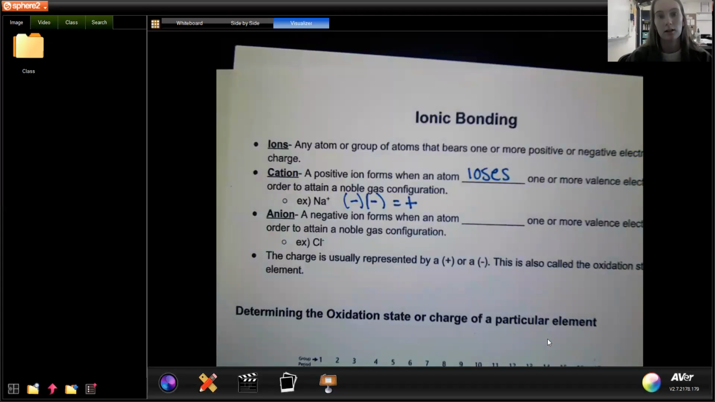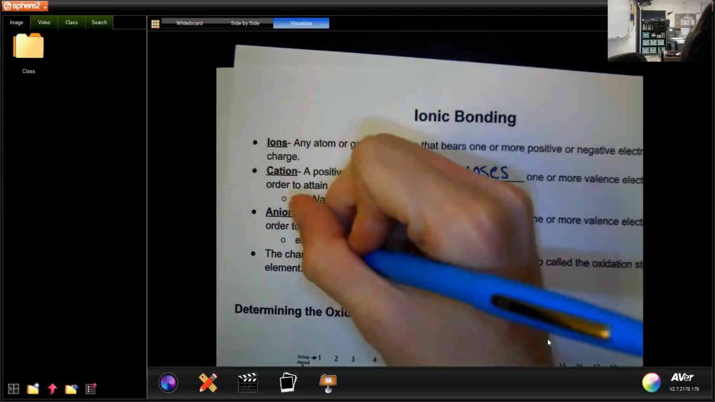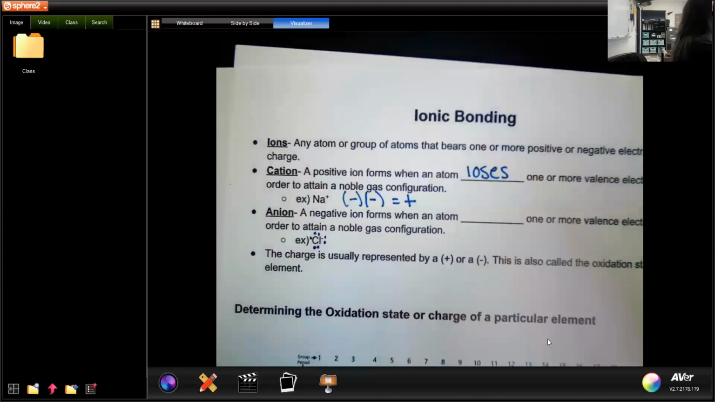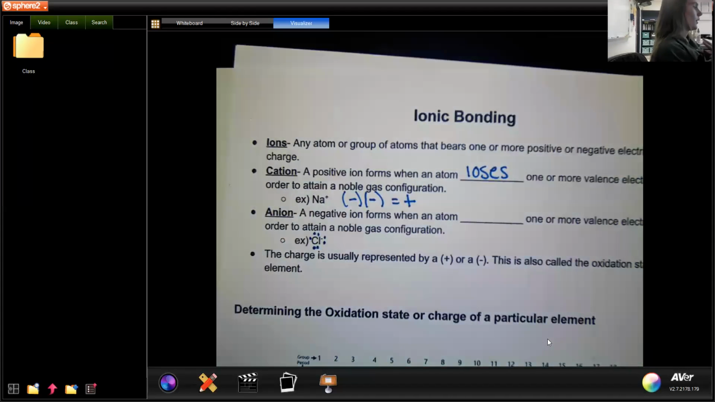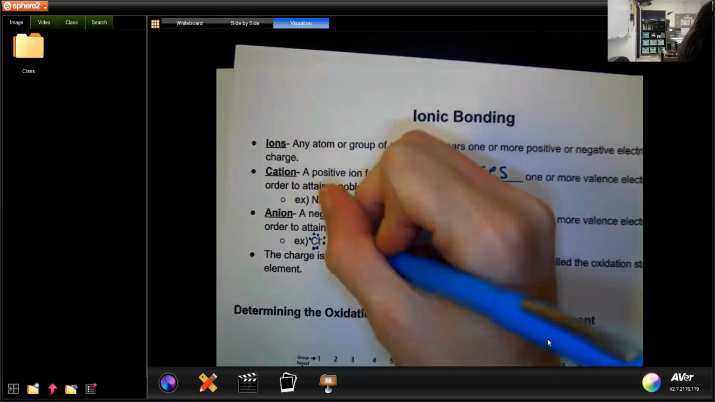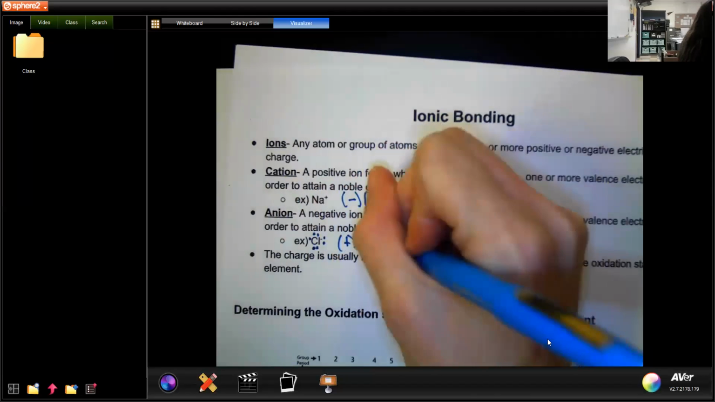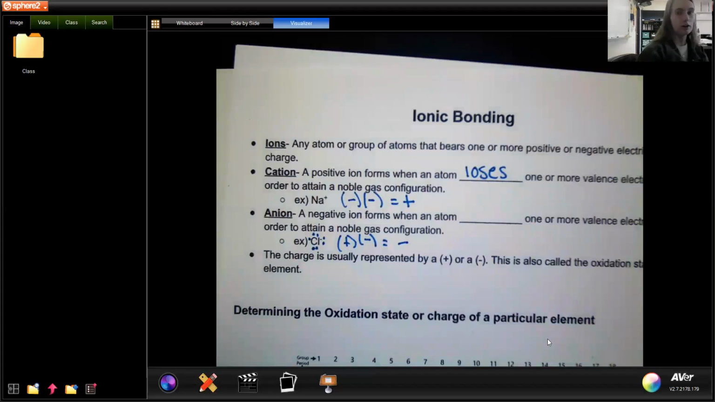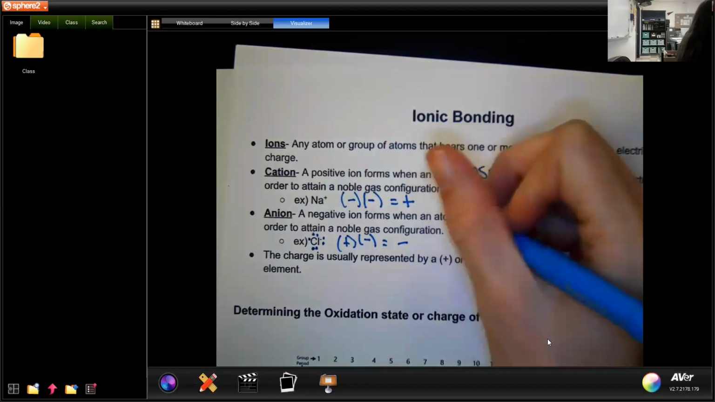Now an anion is when a negative ion forms, and it's when an atom gains one more valence electron in order to obtain that noble gas configuration. So our example here is chlorine. So remember, chlorine has 7 valence electrons, so it wants one more to attain that full shell, which it wants so badly. So that's why we're going to gain a negative, which is going to make a negative charge. So the word in that blank should be gains.